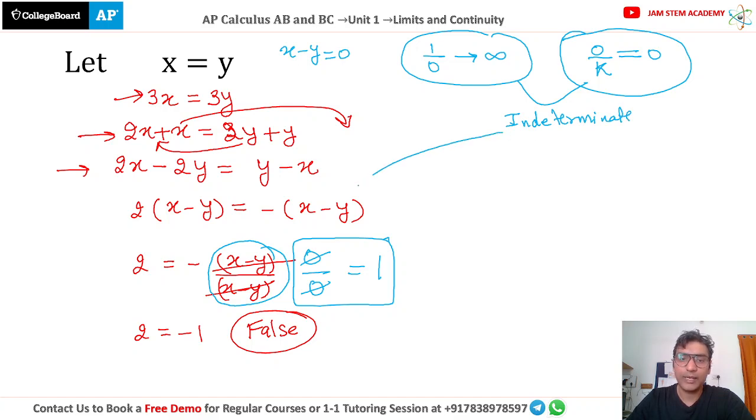Actually, this 0 by 0 is not 1. You cannot cancel out this. Okay? This step will be wrong otherwise. So these are indeterminate forms.